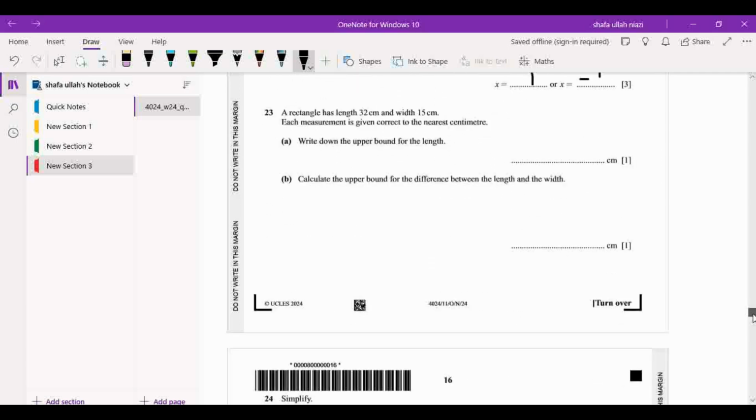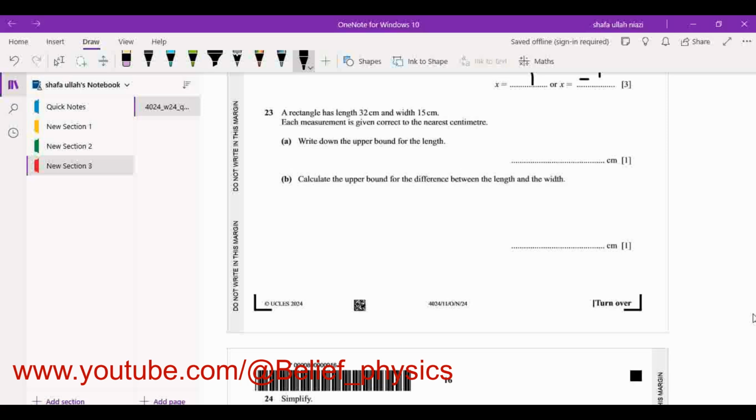Question number 23. A rectangle has length 32 centimeter and width 15 centimeter. Each measurement is given correct to nearest centimeter. Write down the upper bound for the length. Correct to nearest centimeter. A centimeter is 1 over 100 of a meter, so 100th of a meter, it is a centimeter. So correct to nearest centimeter.